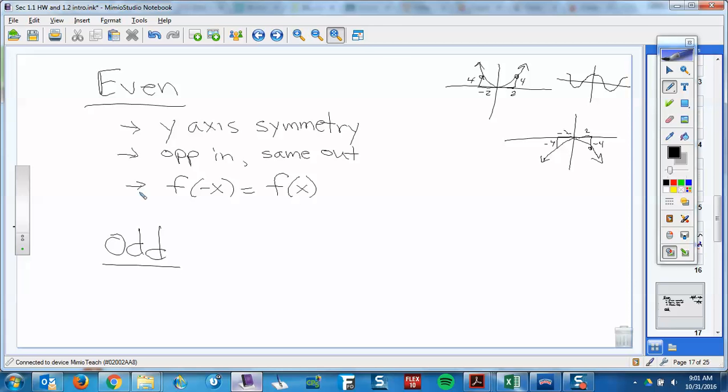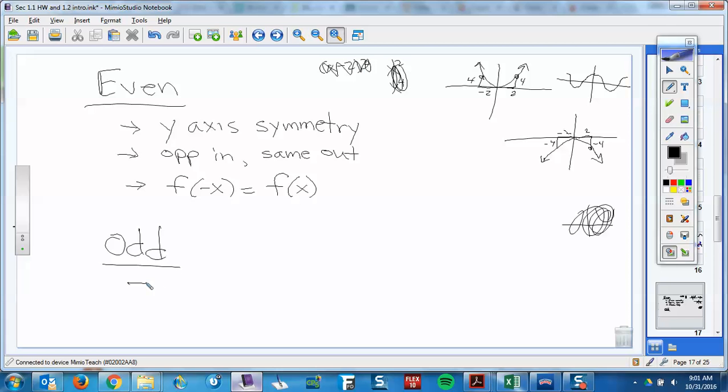Now, the reason even has its name is x squared is an even function. X to the 4th is an even function. X to the 6th is an even function, right? Now, if you shift those at all, then they might not be anymore. Like if I take x squared and shift it to the right 2, that is not an even function anymore, right? Because now it's over here and it does not have that y-axis symmetry anymore. So if you shift it, it's not an even function anymore. But your basic x squared graph has that.